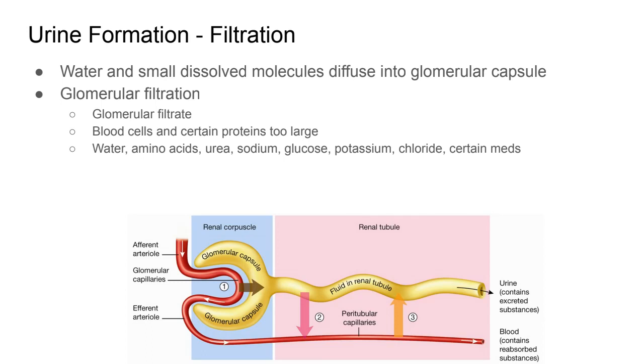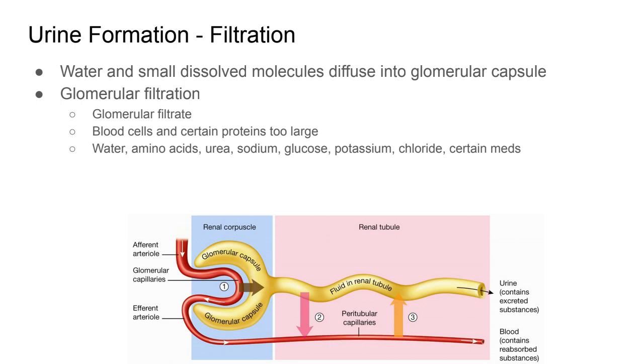So today's video is going to focus on the actual formation of the urine and the production of the urine. The urine is formed in 3 steps: filtration, reabsorption, and secretion. And we're going to look at each step individually, starting with filtration.